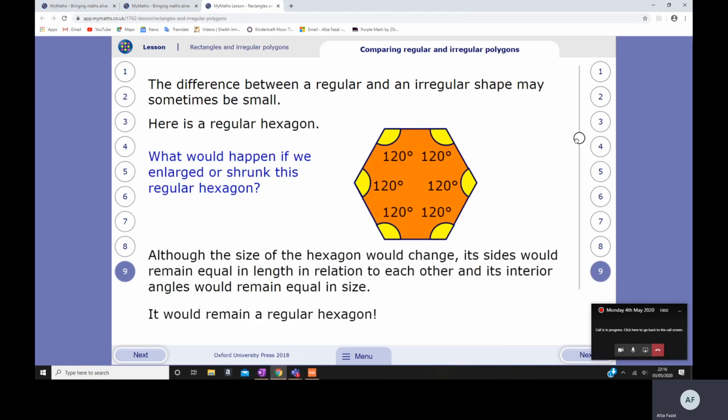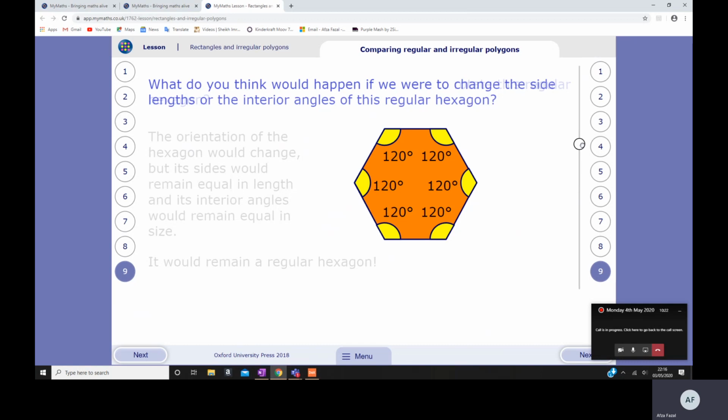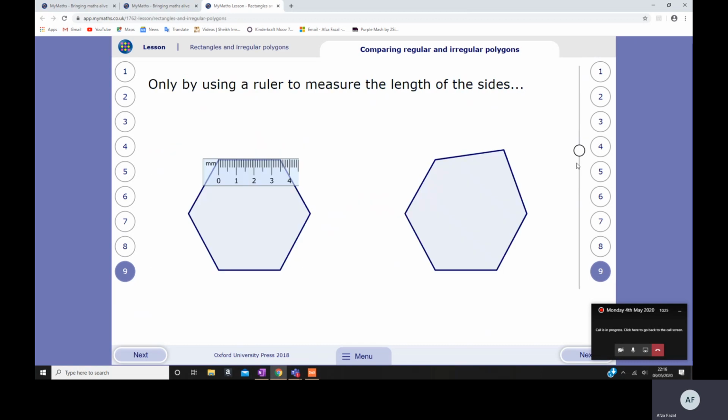Here is a regular hexagon. What would happen if we enlarged or shrunk this hexagon? Although the size of the hexagon would change, its sides would remain equal in length in relation to each other, and its interior angles would remain equal in size. It would remain a regular hexagon. So nothing would change. It'd still be a regular hexagon, even if I moved it around. Only by using a ruler to measure the length of the sides.